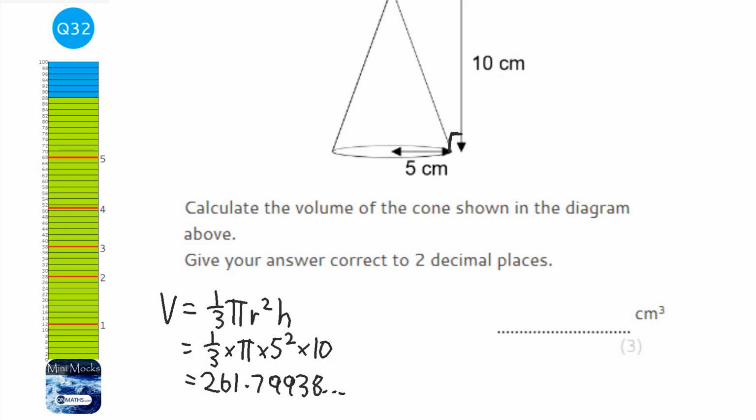261.79938, blah blah blah. Now, to 2 decimal places, this is going to be quite an interesting one, because it's going to be 261 point, and that 9 is going to move that 9 up to a 10, which will make that kind of 80 centimeters cubed.